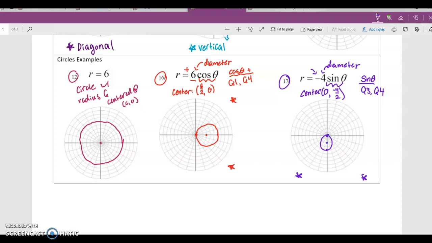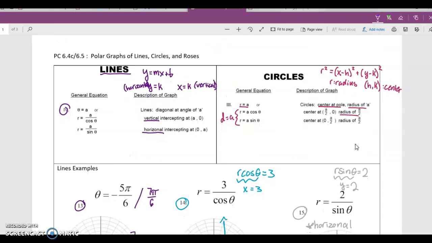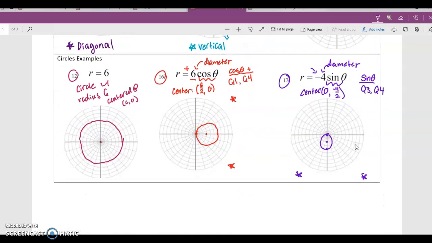So these are our 3 types of circles, and then our 3 types of lines. The next video will go over roses, which are a little bit more complicated. So stay tuned and head on to that next video.